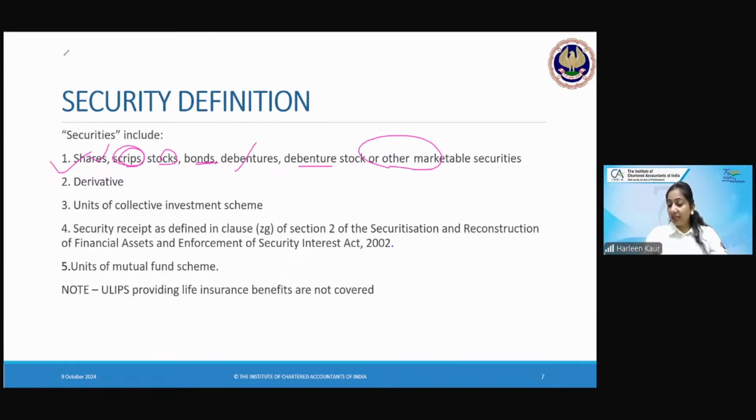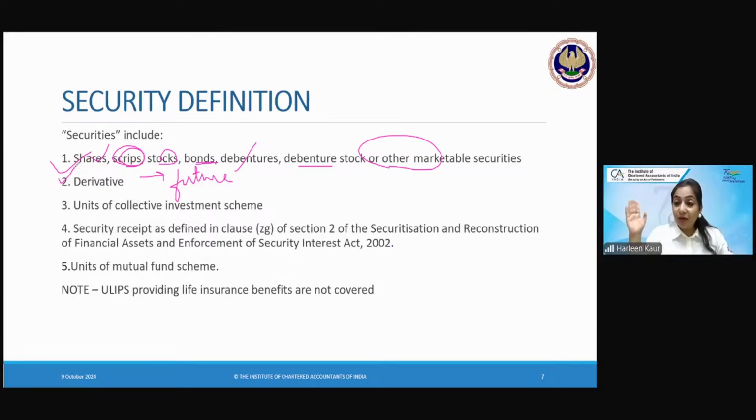Another is derivatives. Derivatives means that instead of buying and selling the shares today, you are entering into contracts for buying and selling the shares on future dates. So a derivative is your future purchase or sale of shares. Today I'm entering into contracts for buying and selling the shares in the future.